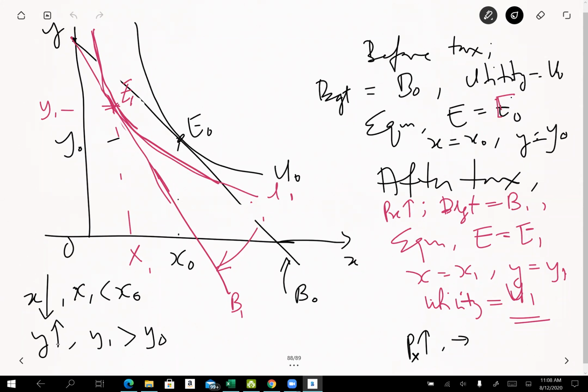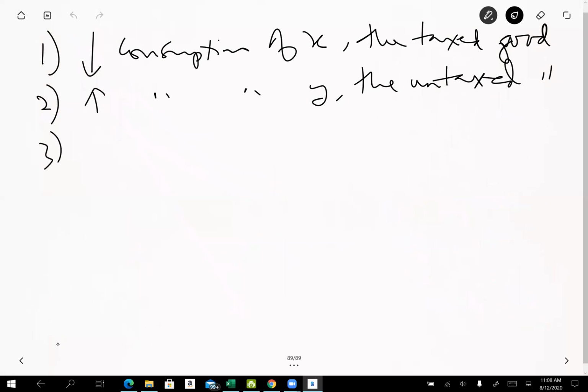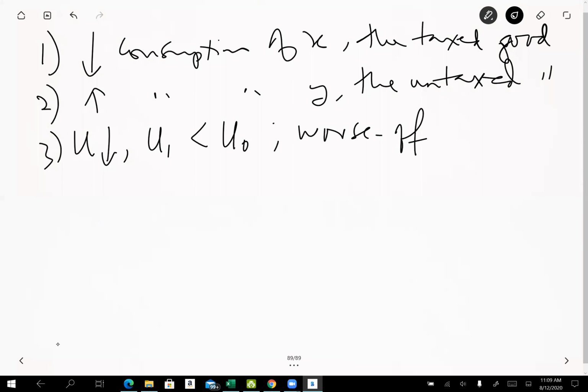Okay. So due to the tax, our utility level will now go down. All right. Go down meaning our utility will be reduced. So utility will go down from U0 to U1. So the other observation here is utility decreases, all right? Because U1 is less than U0. So we are worse off. Due to the tax, you are made worse off. Okay, our satisfaction level now goes down.